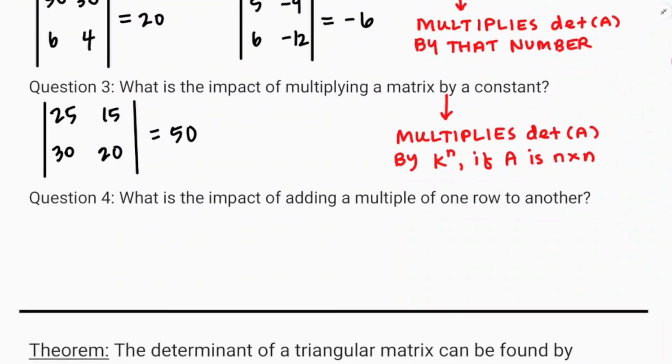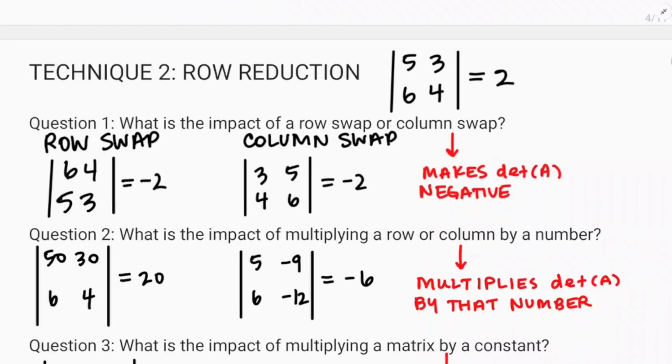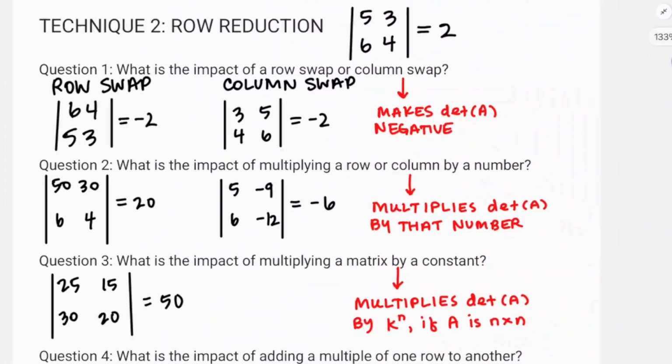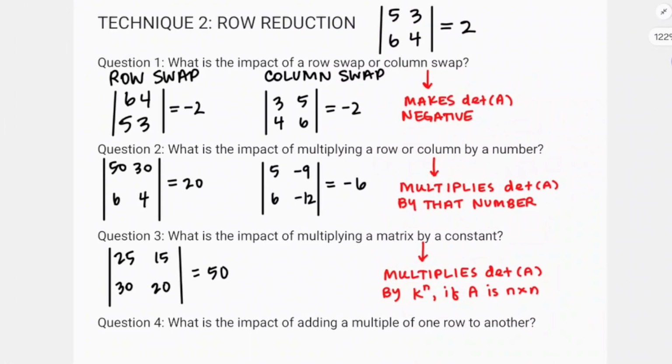Now the big one, question 4, what's the impact of adding a multiple of one row to another? So let's just add row 1 plus row 2. So 5, 3, 6, and 4. I'm going to add them together. So I'd have 5, 3 as the first row, and then 6 and 4, if I'd added that, would be 11 and 7. Okay, I'm taking that determinant. I see what's going to happen. 35 minus 33 is equal to 2. It's like, oh, it didn't change.